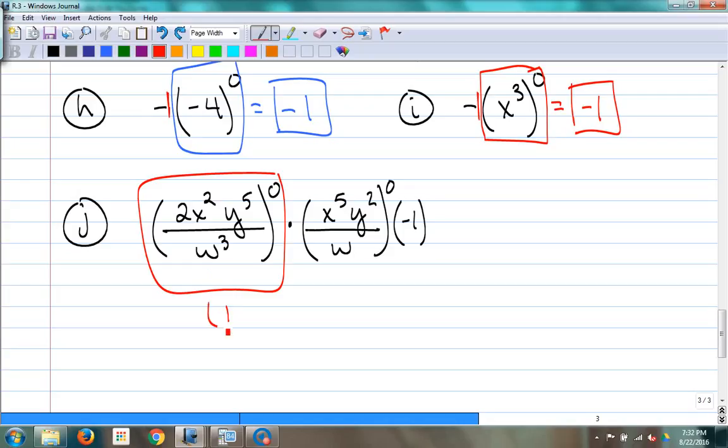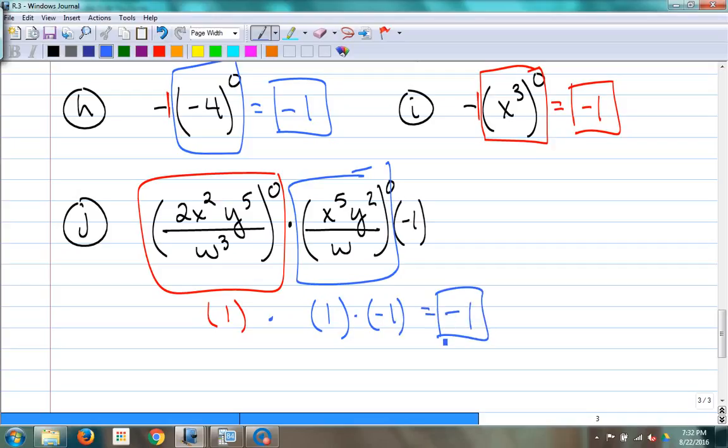Okay, so we got 1. What do we know about this part? It's 1. And then we got the -1 that was there to begin with. So we're multiplying all three of those together and getting -1. The only difference in that and the previous problems is where the negative is at. That's the same problem if I put the negative right here in the front.